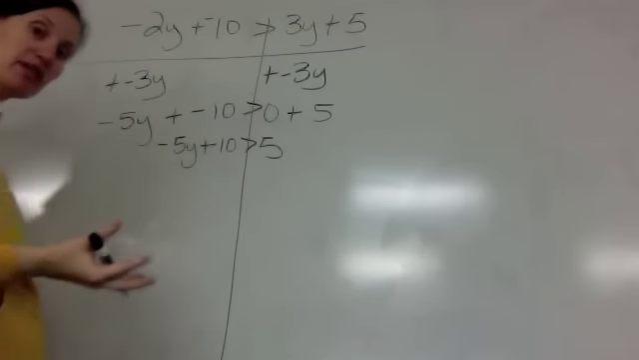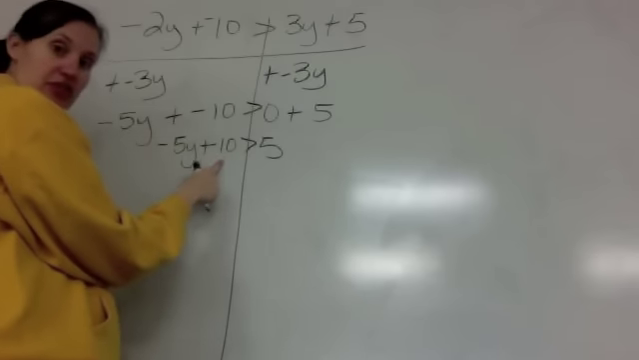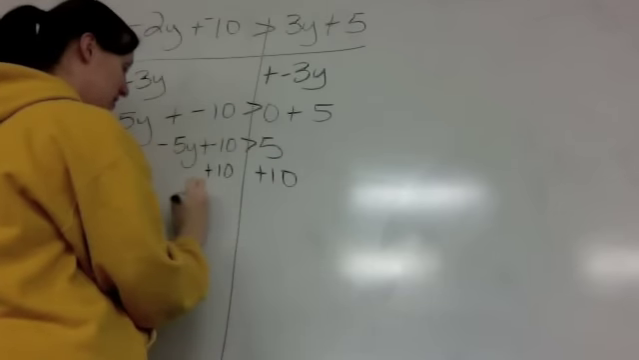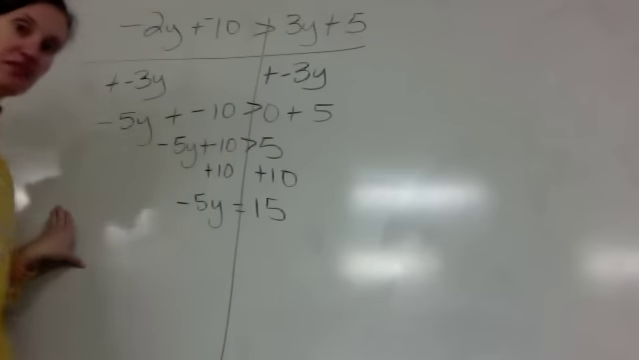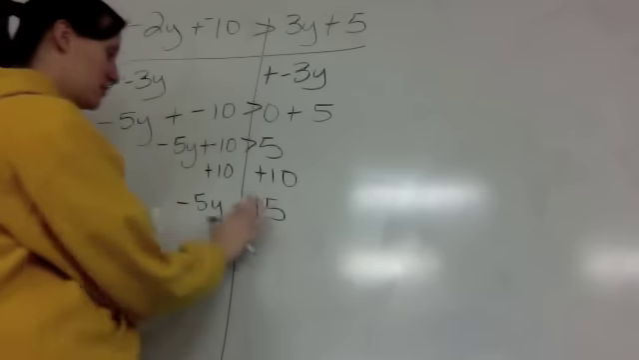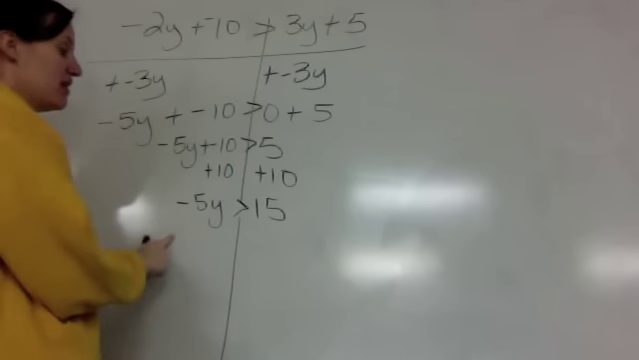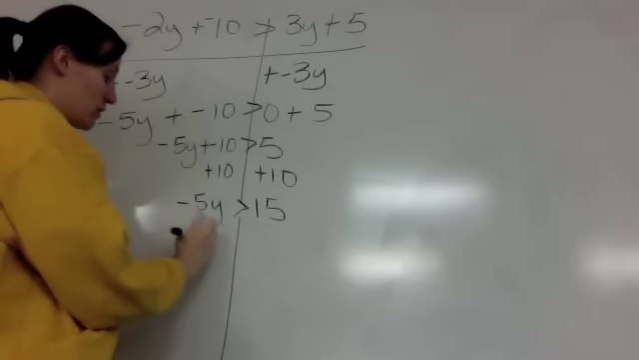Now this becomes a standard two-step that we know how to solve. I'm going to get rid of addition first, so I'm going to add the opposite. I'm going to add 10 to each side. That will give me negative 5y equals 15. At this point, oops, excuse me, greater than 15. Gotta drop the inequality sign. At this point, I'm going to multiply by the reciprocal. The reciprocal of negative 5 is negative 1/5.